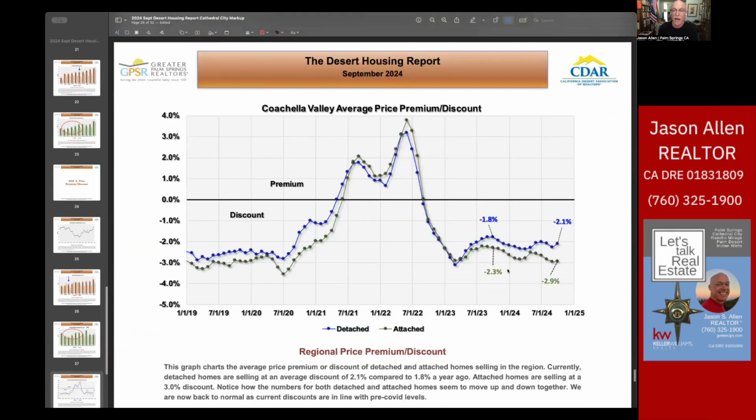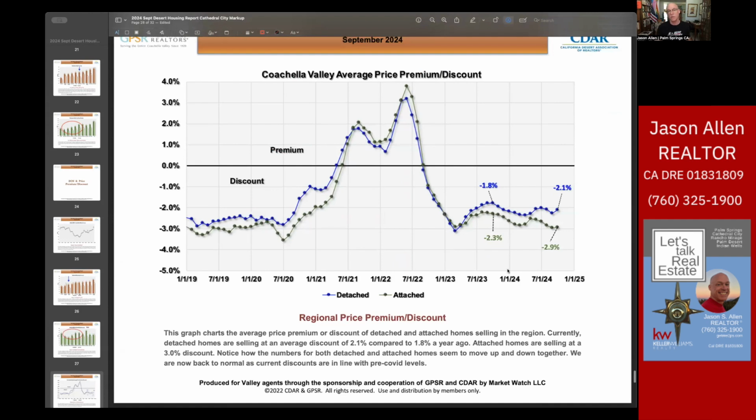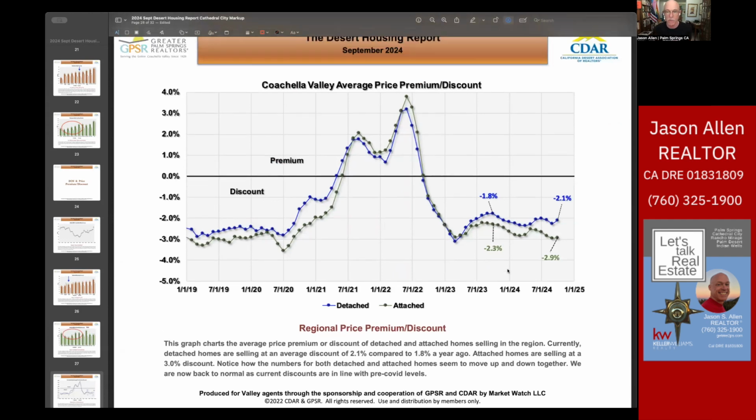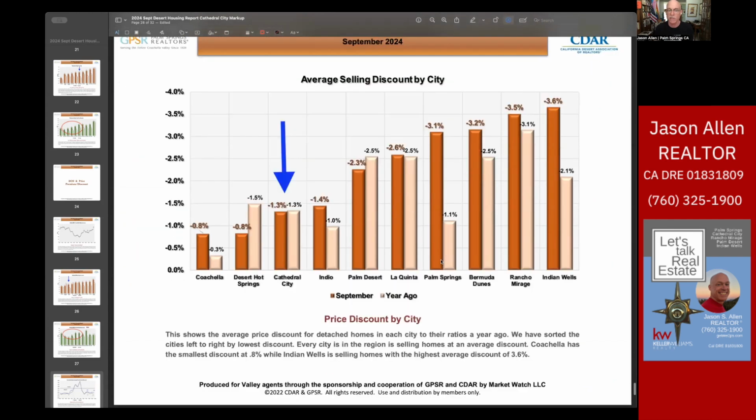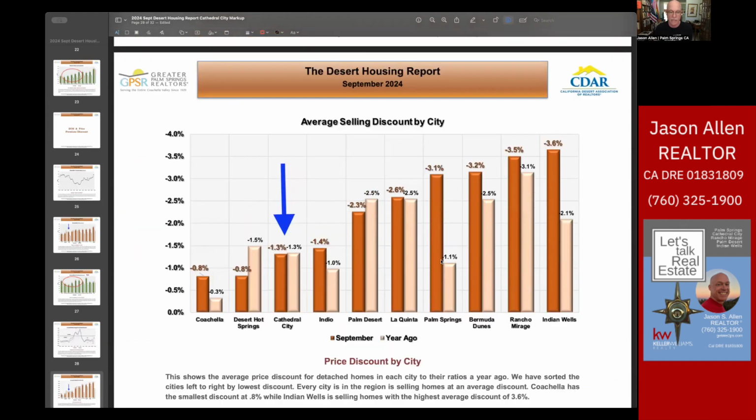And then average price discount. If we look at the entire valley, at what the average discount is, you're talking about 2 to 3%. So where I go back to, you're not seeing these dramatic price differences when someone lists compared to what they actually sell it for. In Cathedral City, it's about 1.3%. I mean, we'll call it 1.5%.